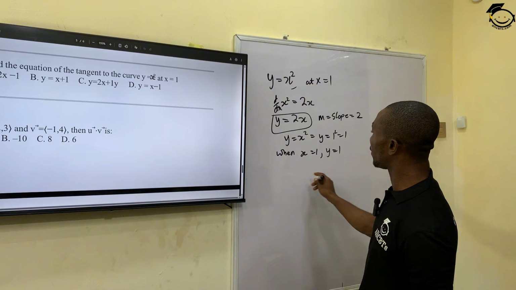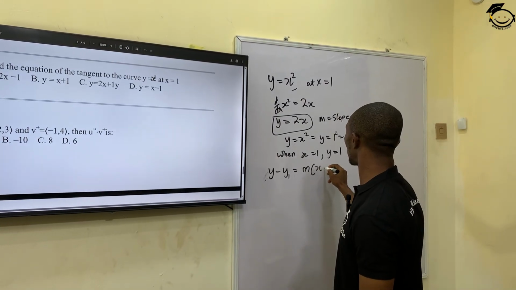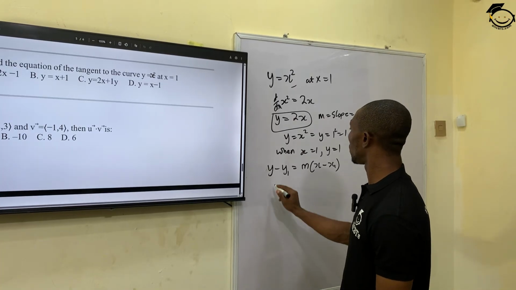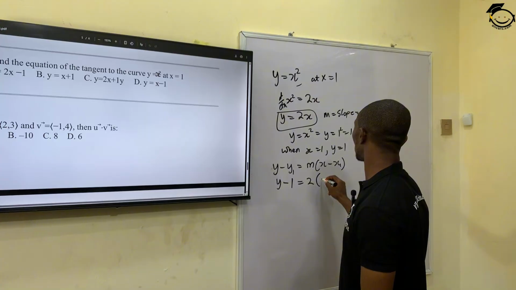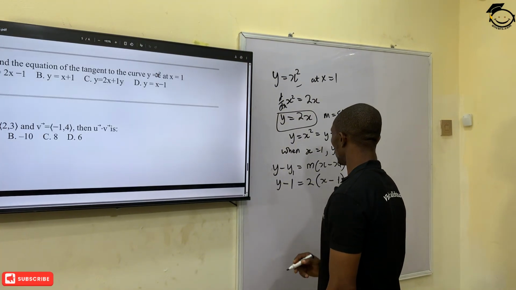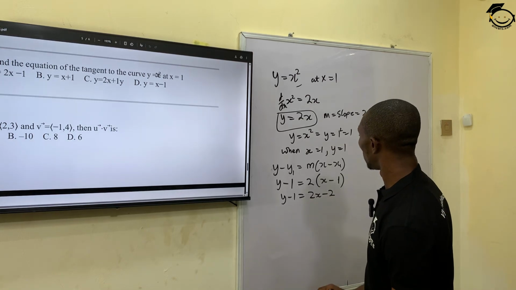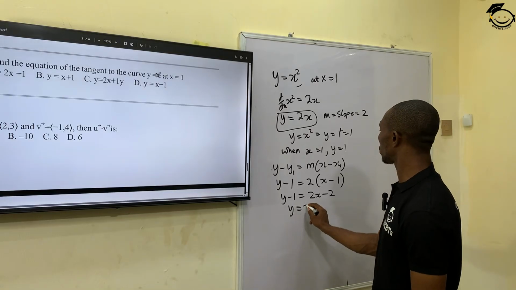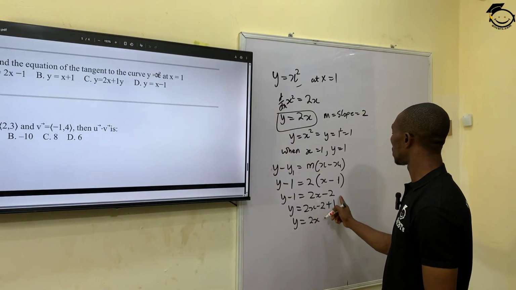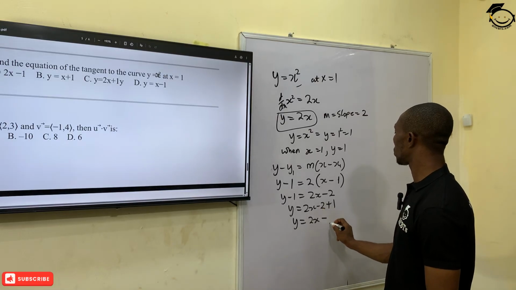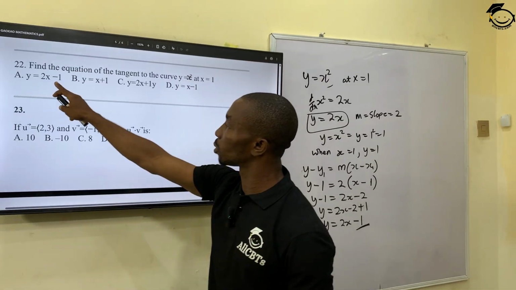Okay, now, having done that, we know that y minus y1 equals m bracket x minus x1. Okay, now this will be y minus 1 equals m, which is 2, bracket x minus 1. Now this will give us y minus 1 equals 2x minus 2. Okay, opening up this bracket, our y equals 2x minus 2 plus 1. So our y will be 2x minus 1 as the equation of the tangent. So we're having it as y equals 2x minus 1, which is option A.